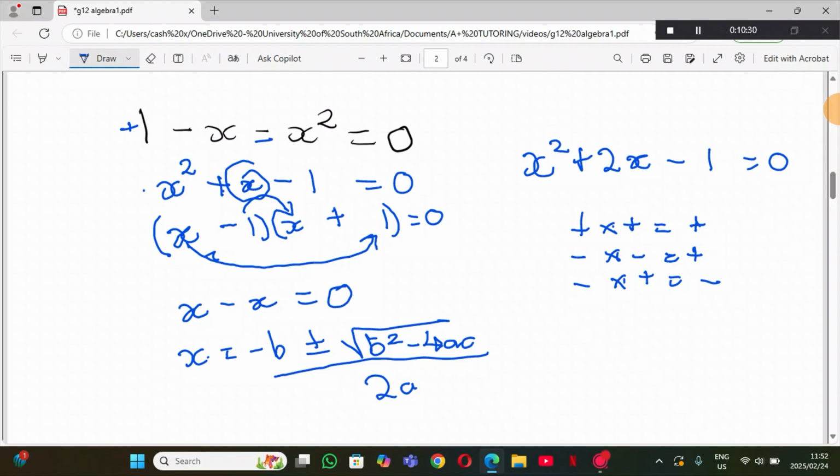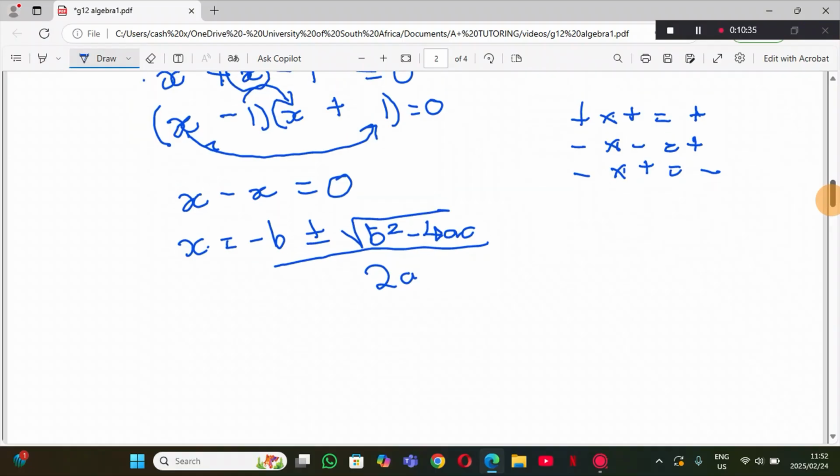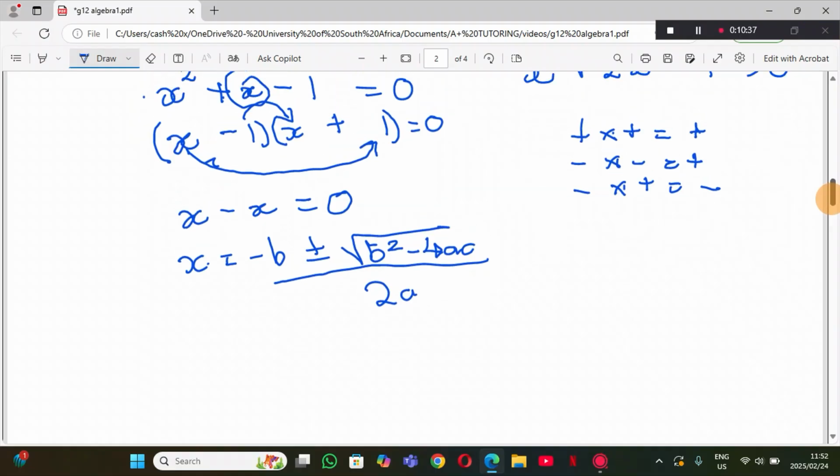Okay, so now we go and use our quadratic formula. So going back to the x squared plus x minus 1. What is a, what is b, and what is c? So a is the number attached to x squared, that number before x squared. B is the number before x, and c is the freestanding number.